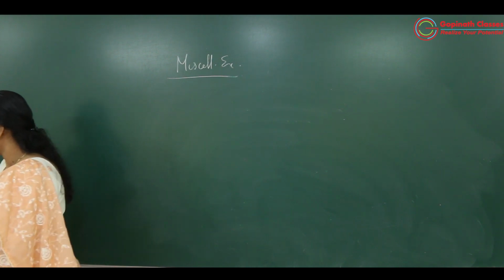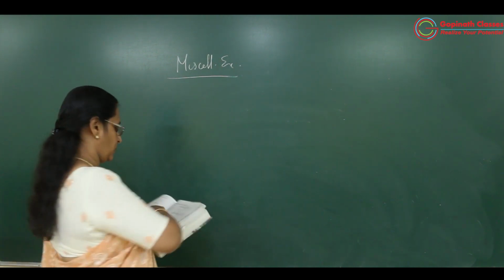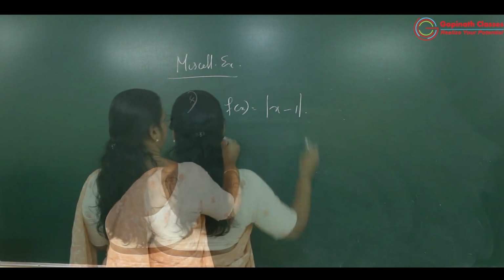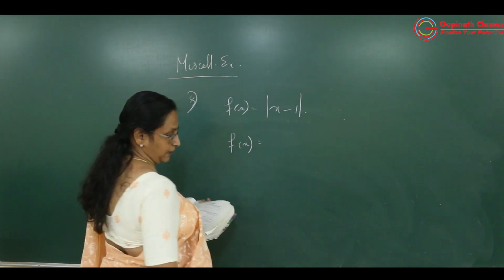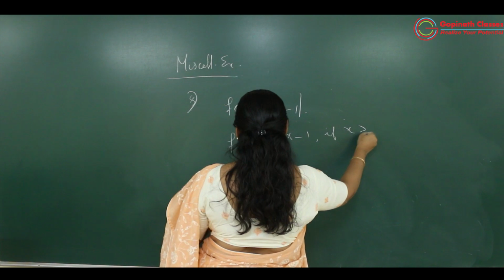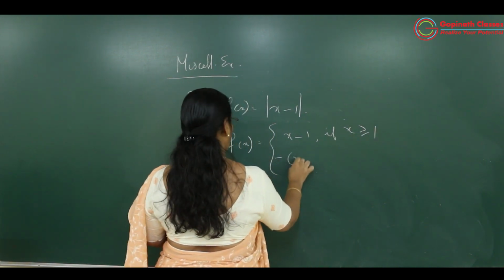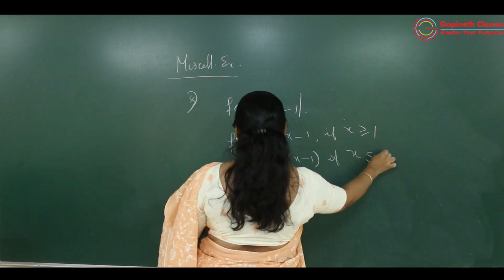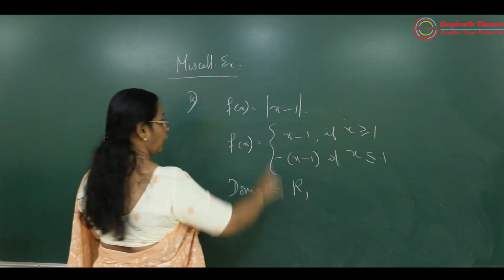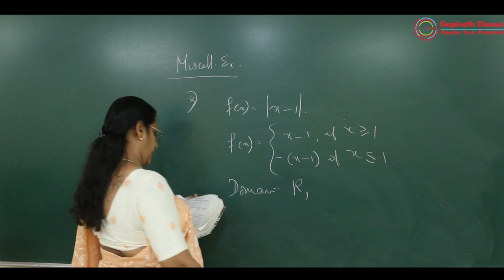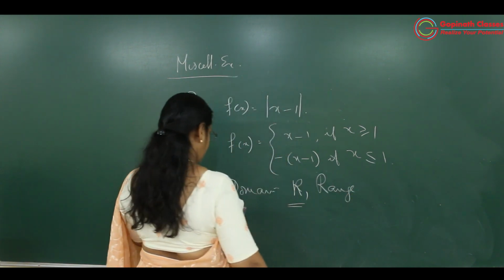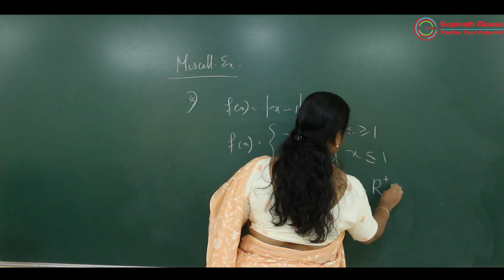Find the domain and range of the real function defined by f(x) is equal to mod x minus 1. f(x) can be x minus 1 if x is greater than or equal to 1, or it will be minus of (x minus 1) if x is less than or equal to 1. So for the domain, any value can be taken, so domain will be R. The modulus function is always positive, it cannot be negative, so range is positive real numbers including 0.